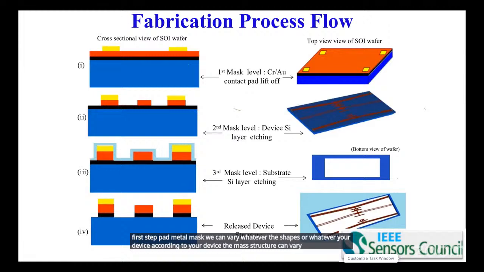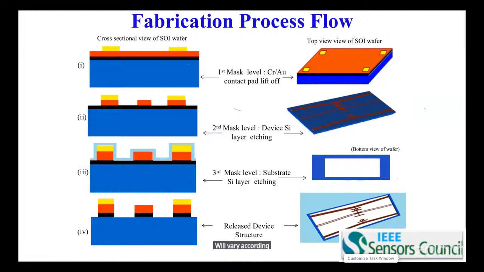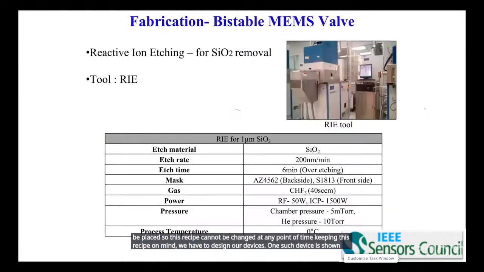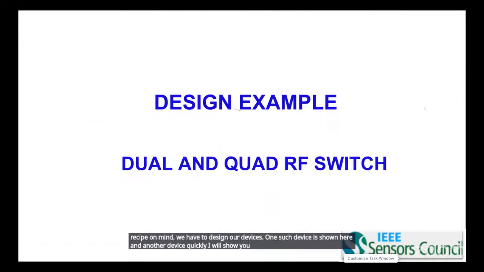And the second layer is the device layer, which will be a 25 micrometer silicon layer, which is also fixed, but the structure will vary according to your design and mask. And similarly, going on to the trench side also, it's up to you. And if there is a blanket metal, it can be placed. So this recipe cannot be changed at any point of time. Keeping this recipe in mind, we have to design our devices. One such device is shown here. And another device, quickly I will show you.